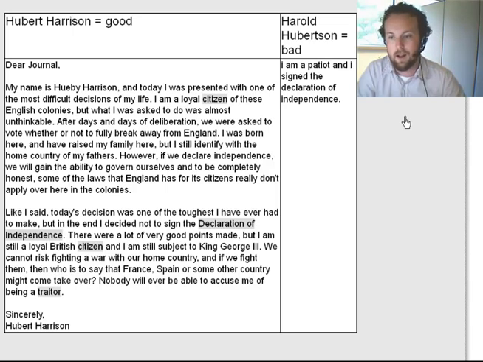Now, Harold Hubertson, on the other side, the response that he gave is one that would elicit maybe at best a 2 or 3 out of 15, and it was not written with complete sentences, and it was one phrase, just, "I am a patriot and I signed the Declaration of Independence." He did not describe the position, didn't give any examples, didn't capitalize, so I'm looking for punctuation here as well.